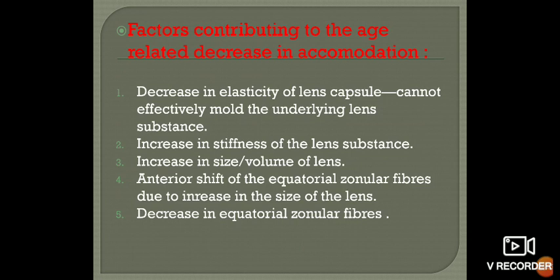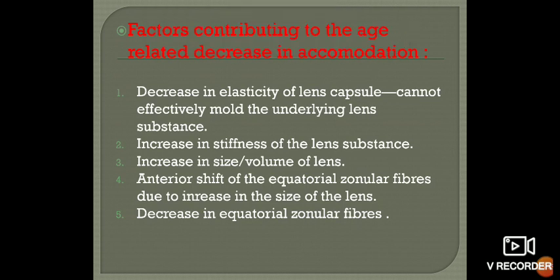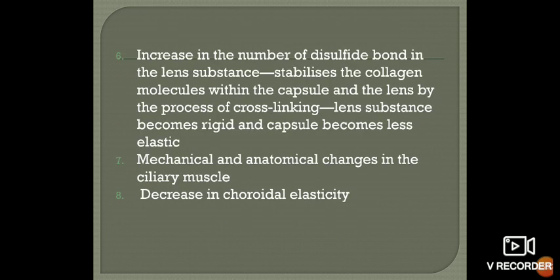So there are certain factors enumerated here. Decrease in elasticity of the lens capsule, so it cannot effectively mold the underlying lens substance. Increase in the stiffness of the lens substance. Increase in size or volume of the lens. Anterior shift of the equatorial zonular fibers due to increase in the size of the lens. Decrease in equatorial zonular fibers. So all these are factors responsible for the decrease in accommodation.